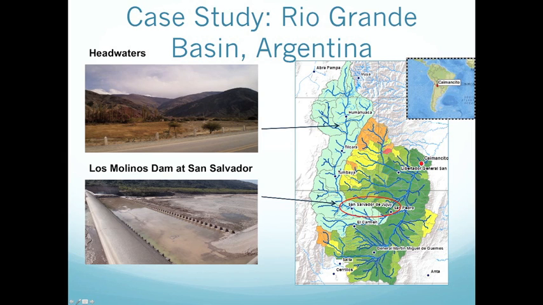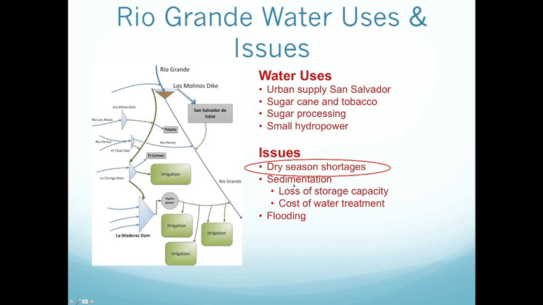Here you have the major systems of that basin delineated. I want to show you a little bit of the issues that are there. This basin has many competing uses for water. There are a number of dams that are used either for water supply for cities or towns like San Salvador de Jujuy, which is the major city in that part of the basin.